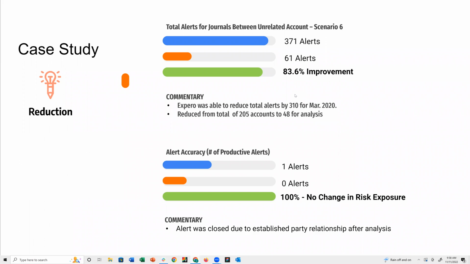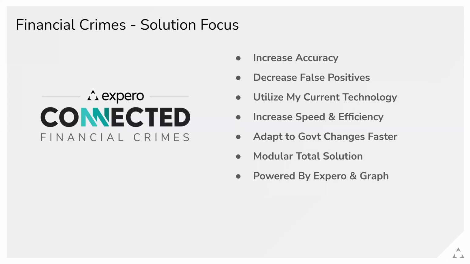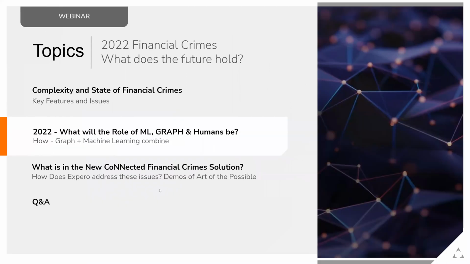Next slide, please. So the summary is that we can increase accuracy, we can decrease false positives, we can leverage your existing technology stack, and add to this, we can increase the speed and efficiency, and we can adapt to legislative changes that are on their way. It's a modular total solution, and it's powered by Expero and Graph Analytics. And so with that, I'm going to hand it over to Scott.